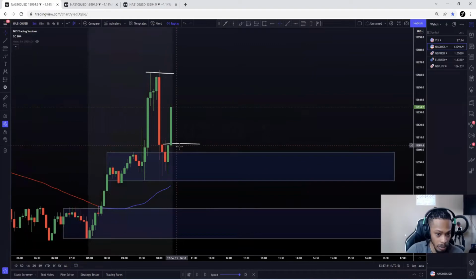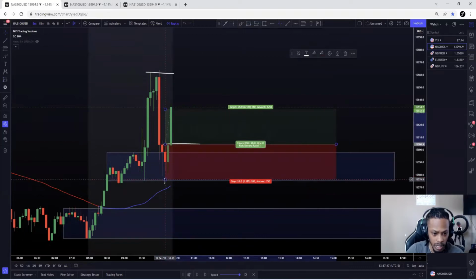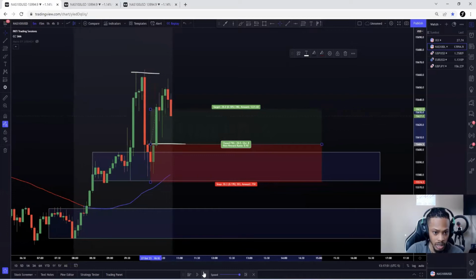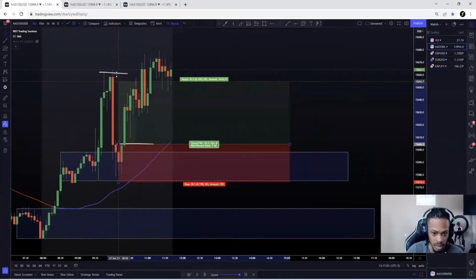So right here, that would be the break. And then this would be your entry right here. And then give it a little bit of breathing room. I'll probably put it underneath the zone. And then the rest is just history after that. What is this? How much is this? That's a 1 or 2. Okay, that's cool.